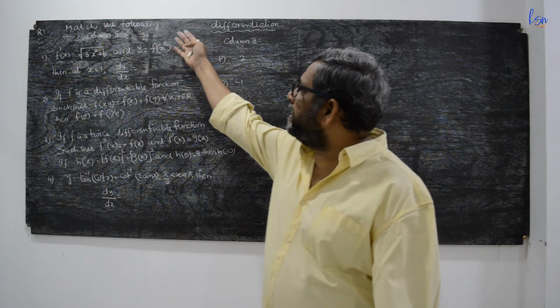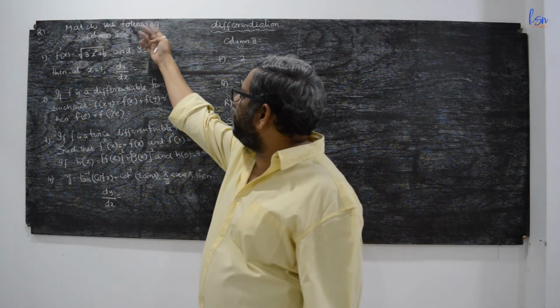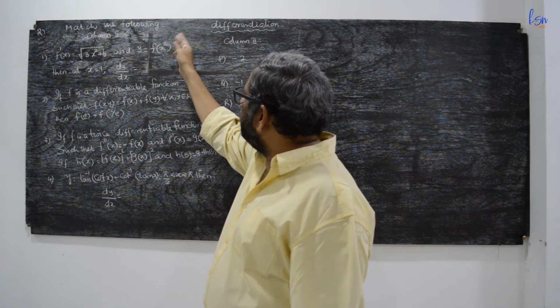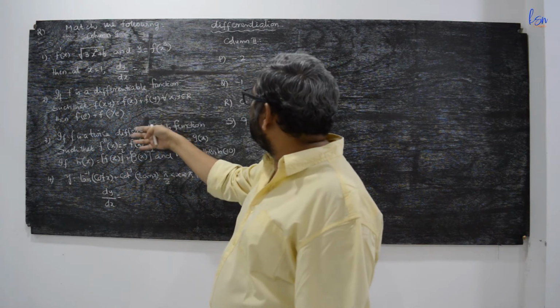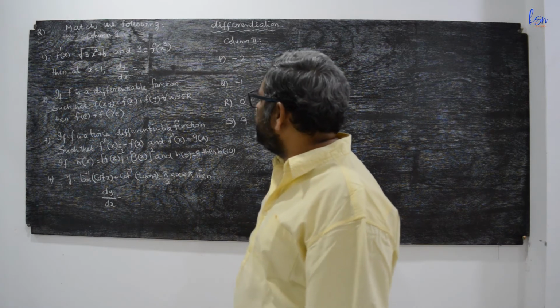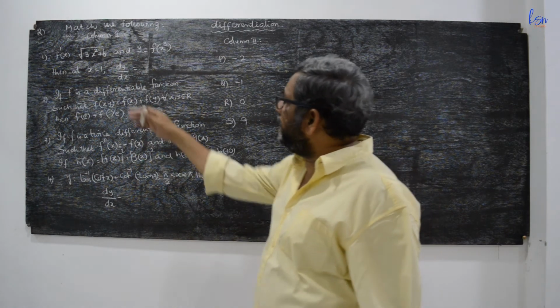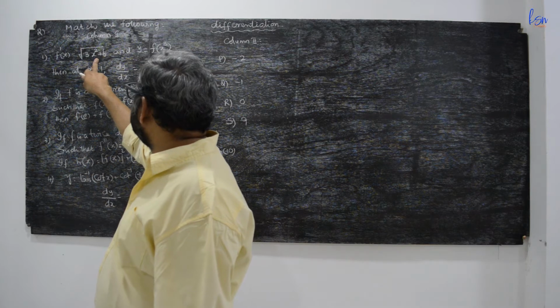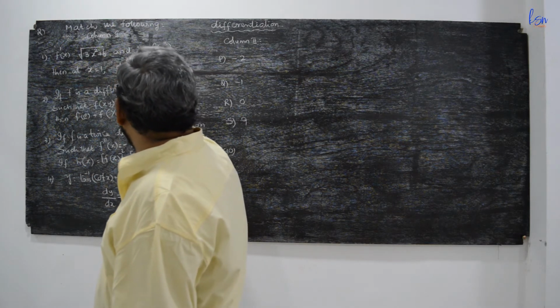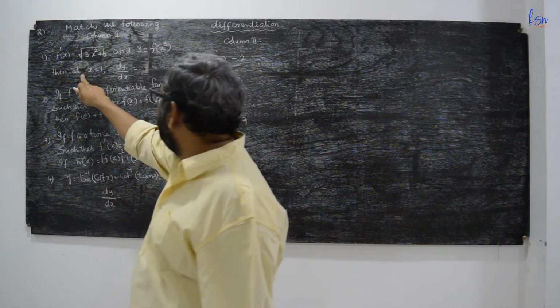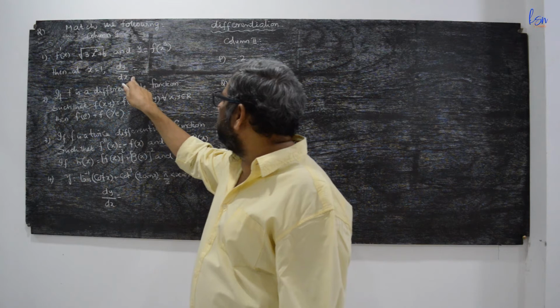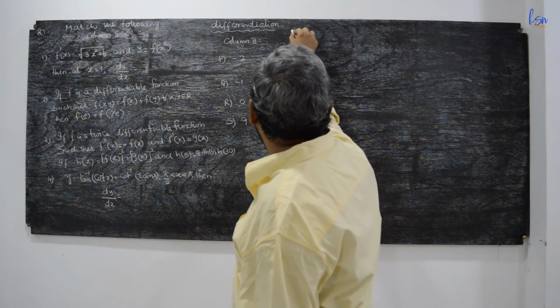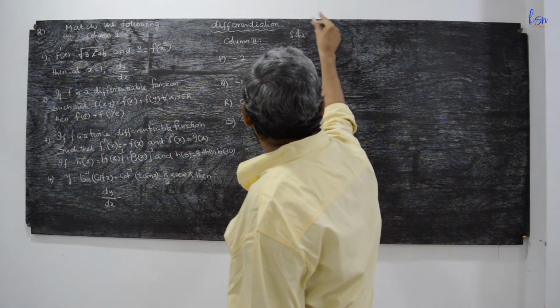The second problem is match the following. So we have to match the problems given in the first column with the answers in the second column. We'll take the first problem. f dash x is equal to root of 3x square plus 6 and y is equal to f of x cube. Then at x is equal to 1, dy by dx is equal to. Let us start the solution.